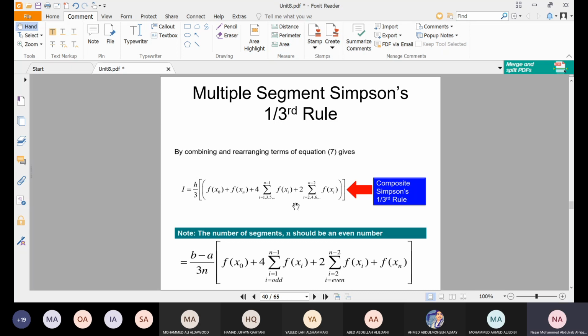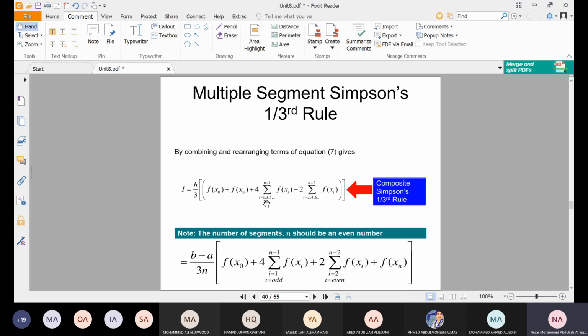So this is the composite Simpson third rule. This is the rule that we have. You can see, guys, this rule is the integration using a multiple segment Simpson rule. It equals h over 3 times f0 plus fn. This is the last point. Here we have 4 multiplied by the sum over i.